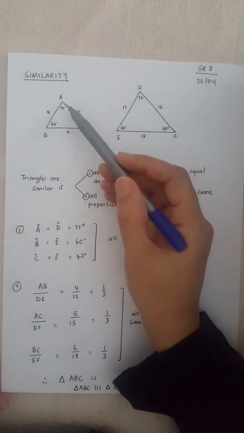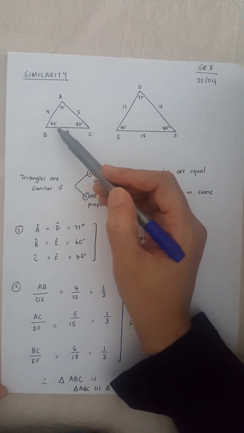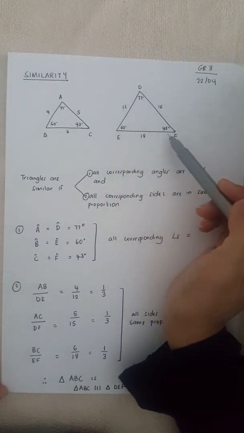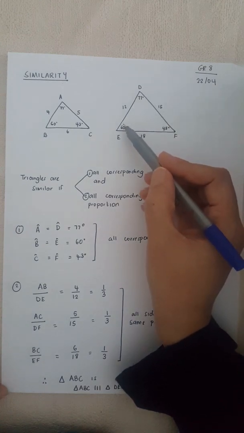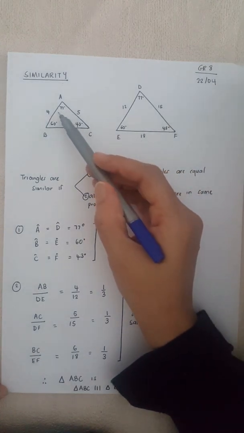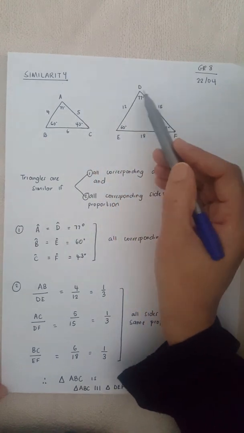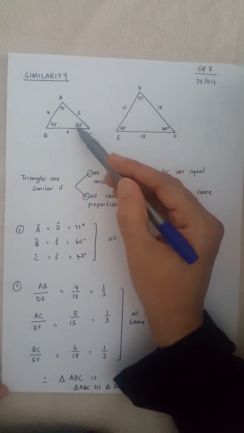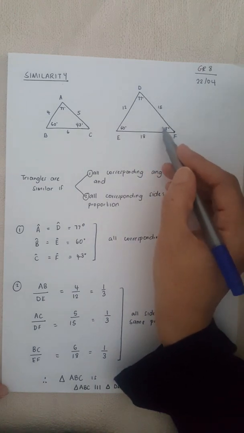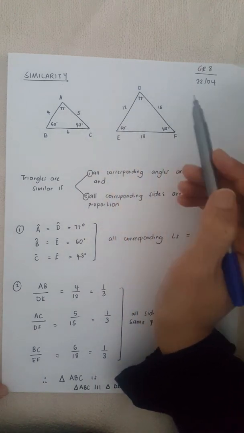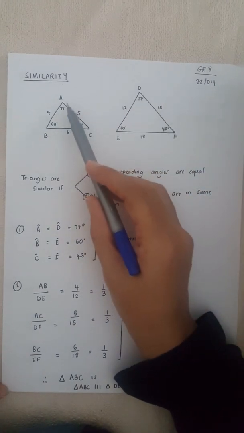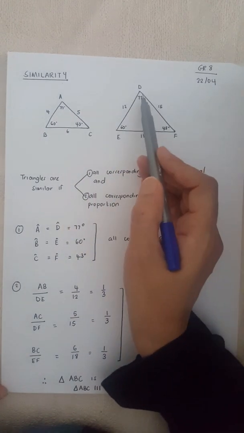And in triangle ABC, I've got angles in there. Angle B is 60 degrees. And look in DEF, angle E is 60 degrees. Angle A is 77 degrees. Angle D is 77 degrees. Angle C is 43 degrees. And angle F is 48 degrees. Sorry, that's also 43 degrees, right? So all the angles. So what do we call A and D?